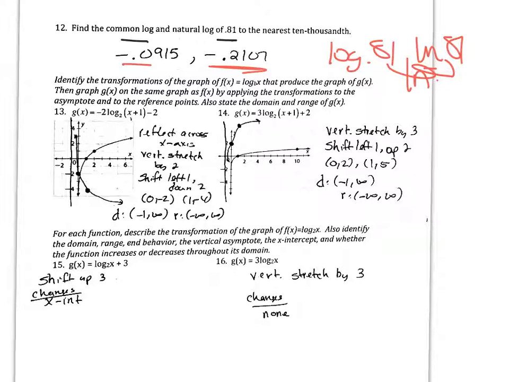13, 14 says a lot of stuff. It's a lot of directions. It's not a hard problem, but there's a lot of stuff you got to put. First thing it says is identify. So I went through it. There's a negative that reflects across the x. There's a 2 that's a vertical stretch by 2. There's a +1 that's a shift left 1. There's a -2. I went down 2.